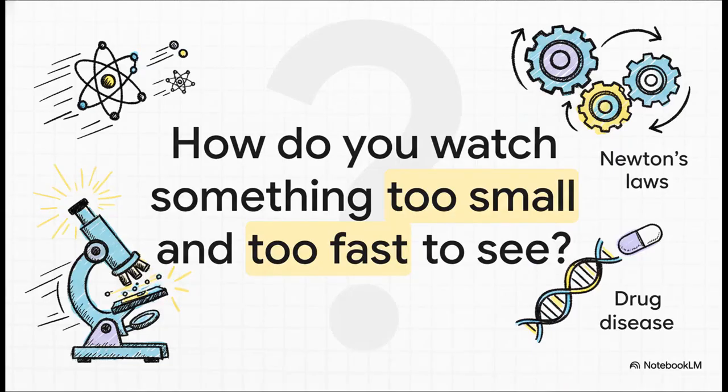Okay, so here is the big puzzle, right? How on earth do you watch something that moves way, way faster than we can see and is literally smaller than the light you would need to see it with? I mean, it sounds completely impossible. How do you even begin to tackle a problem like that?